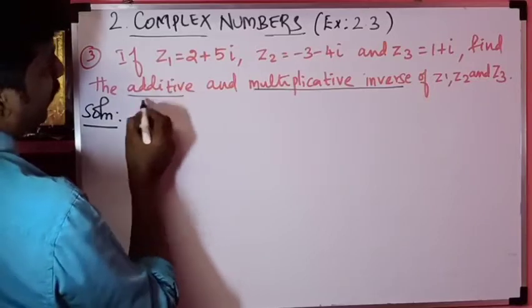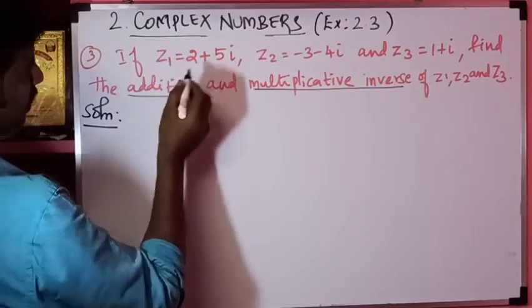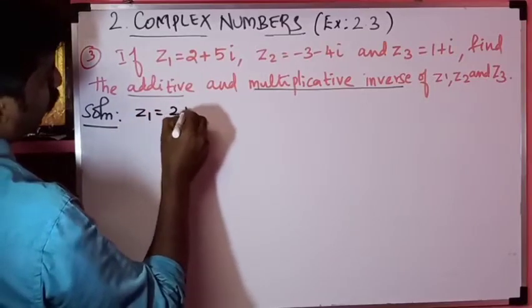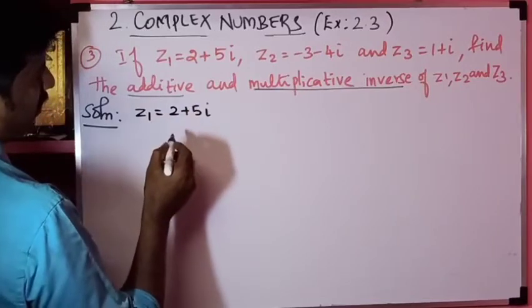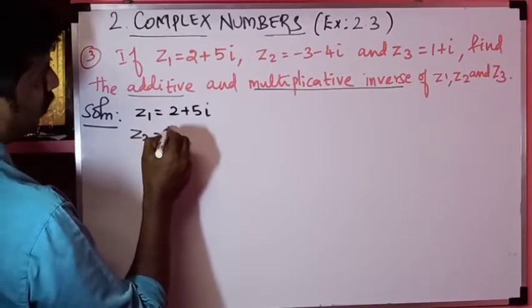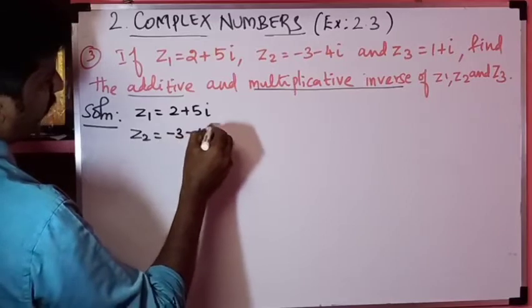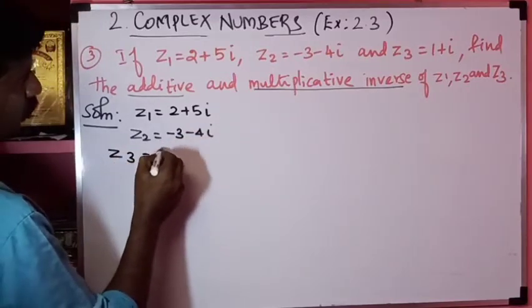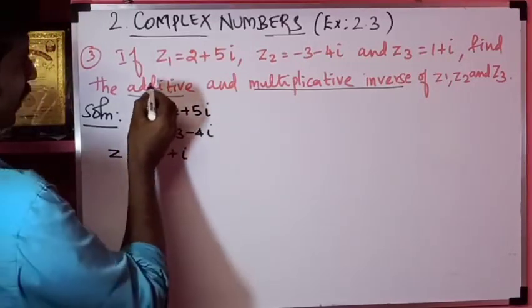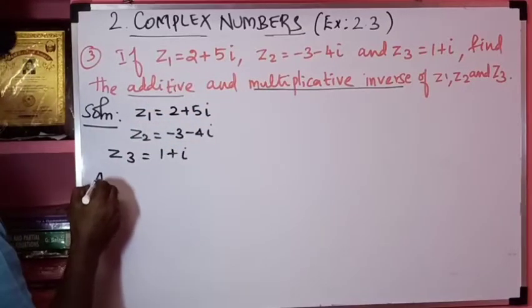So first, find the additive inverse. What is given? z1 is equal to 2 plus 5i. Then z2 is equal to minus 3 minus 4i. Then z3 is equal to 1 plus i. First of all, find the additive inverse.